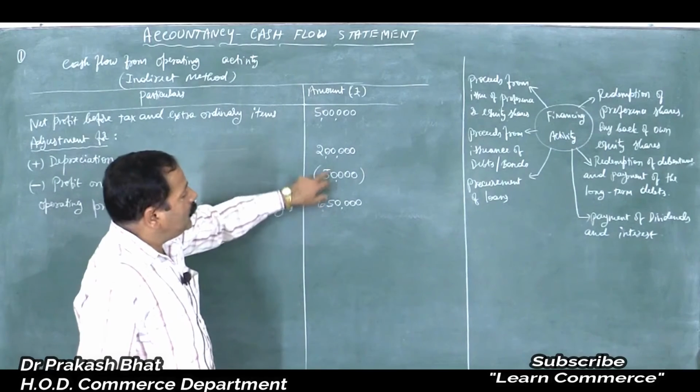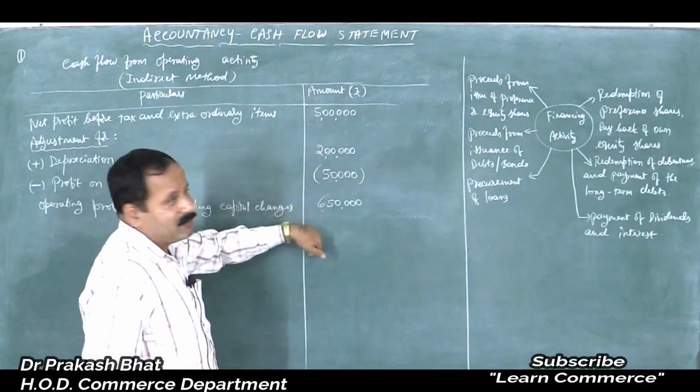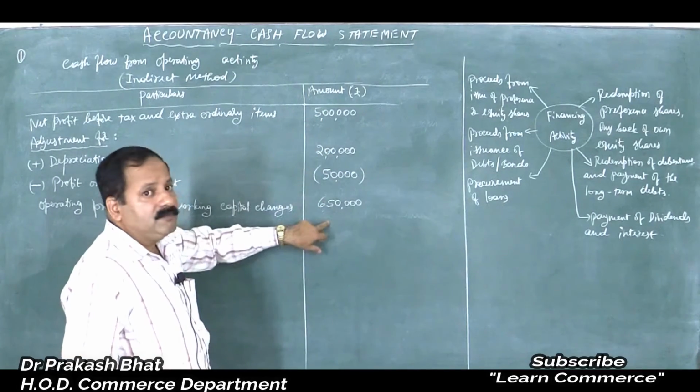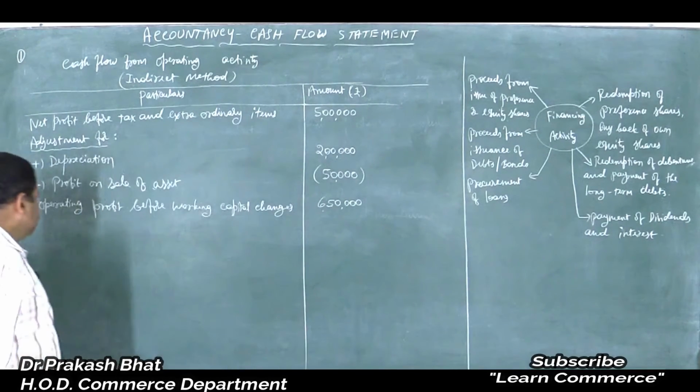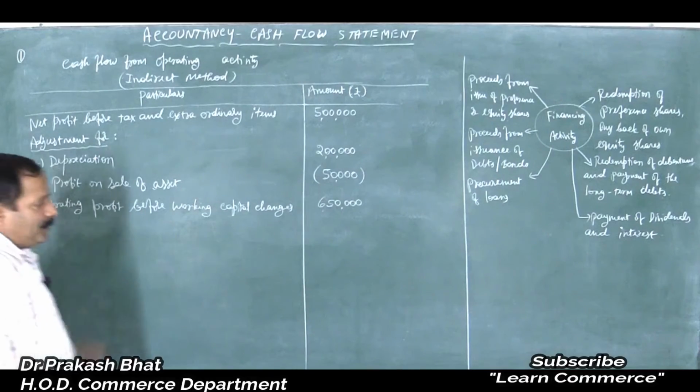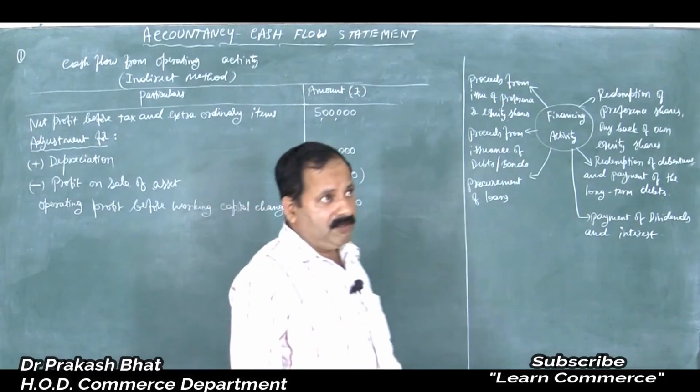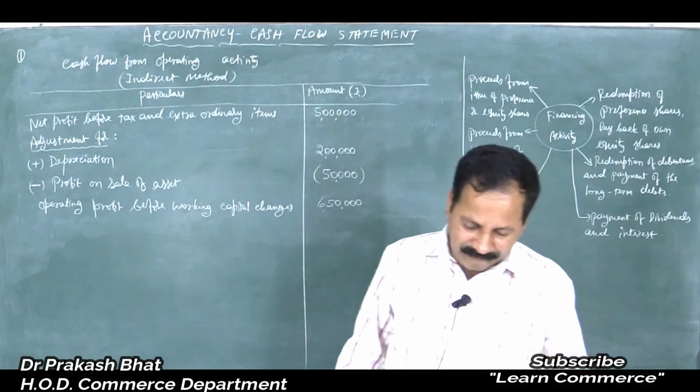Normally we go like this, but now we are coming back. From the last point to the starting point we are coming. Okay? Very simple. Operating profit before working capital changes, 6,50,000. Now move further.